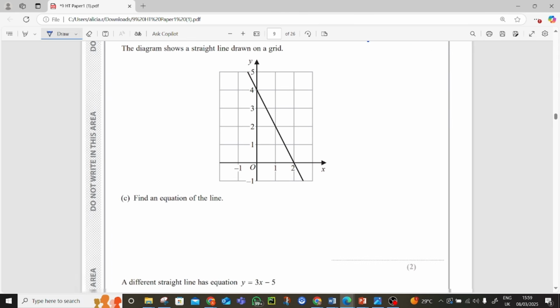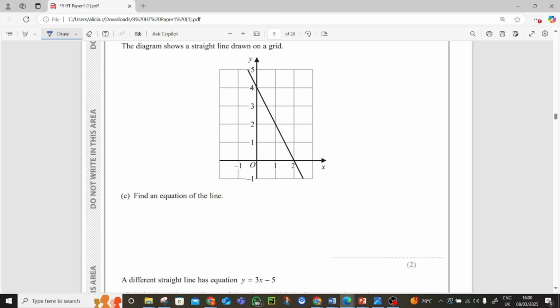Straight line, we need to find an equation for the line. Now straight away I'm seeing that the y-intercept is 4. So we have y is equal to mx plus c, and c is going to be 4. That's easy to spot. For the gradient, you're going to have to do rise over run, or change in y divided by change in x.